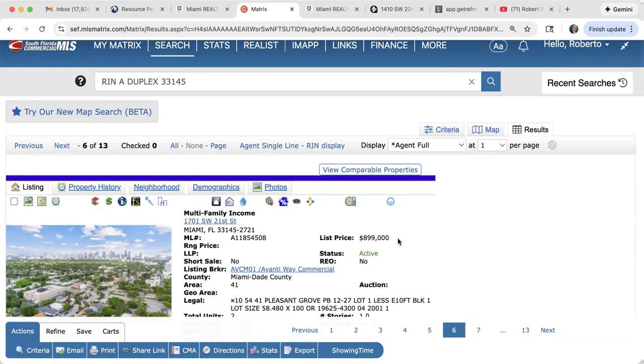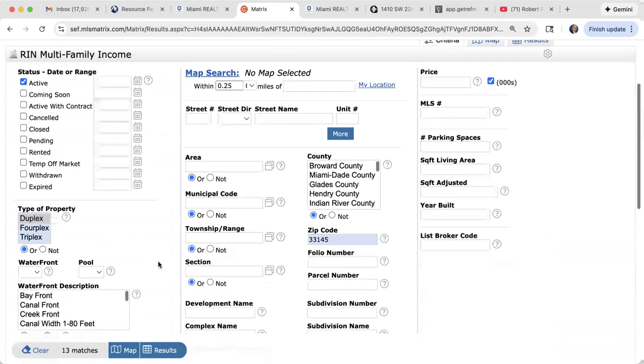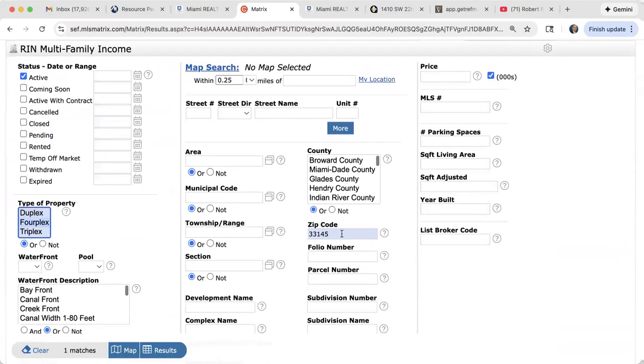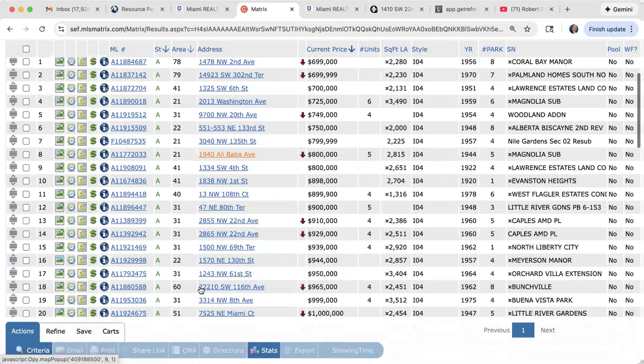Still a very good investment, but of course, your investors may want to look for more, right? So, what will generate more? A fourplex. And let's see fourplexes in Miami-Dade County under 1.5 million. There's 75 of them. There's a lot of fourplexes in Miami-Dade County.